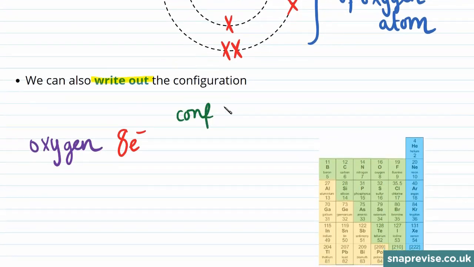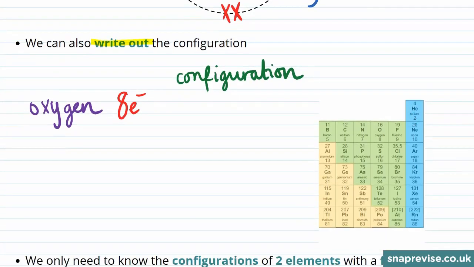We can write out this configuration using a standard notation, which is that we write the number of electrons in the first shell, which in this case is 2, followed by a dot, and then the number of electrons in the second shell, which in this case is 6. From this, you can tell that oxygen has a total of 8 electrons, and that we have 2 in the first shell and 6 in the second shell.